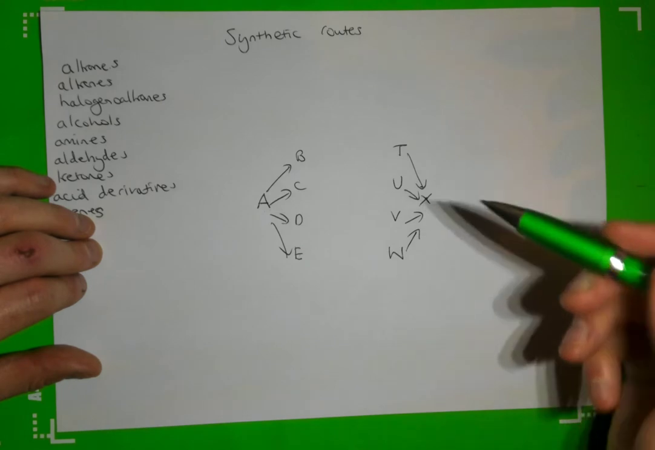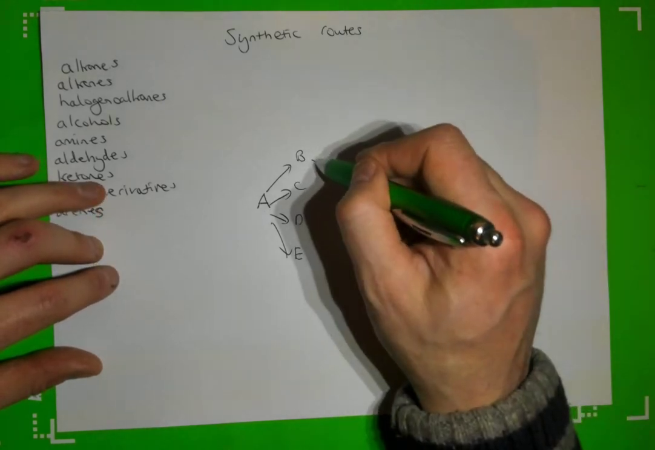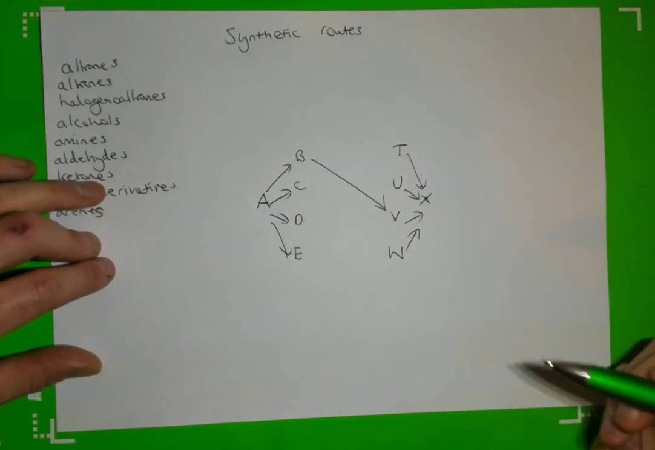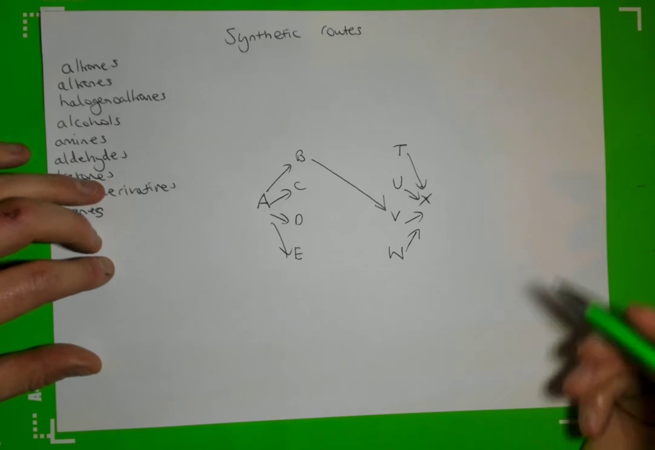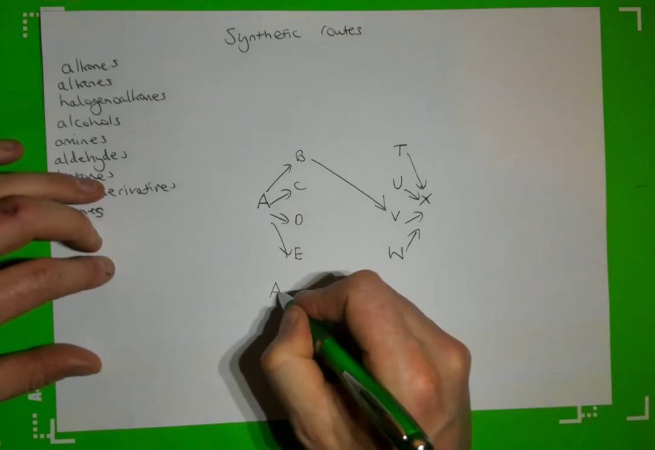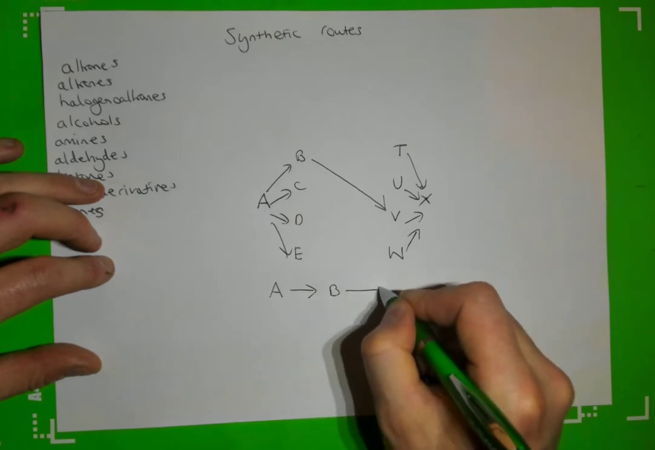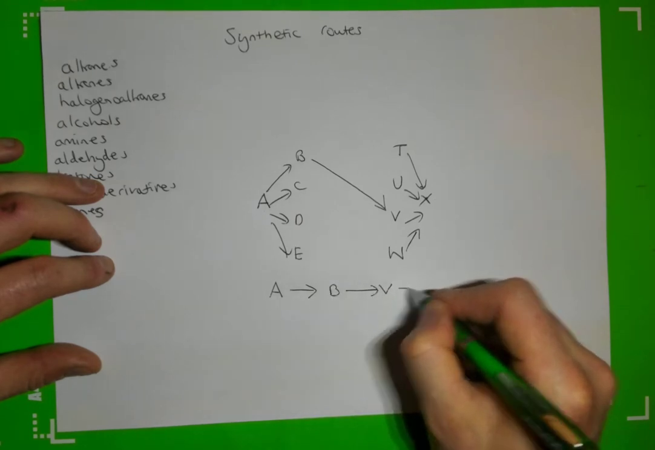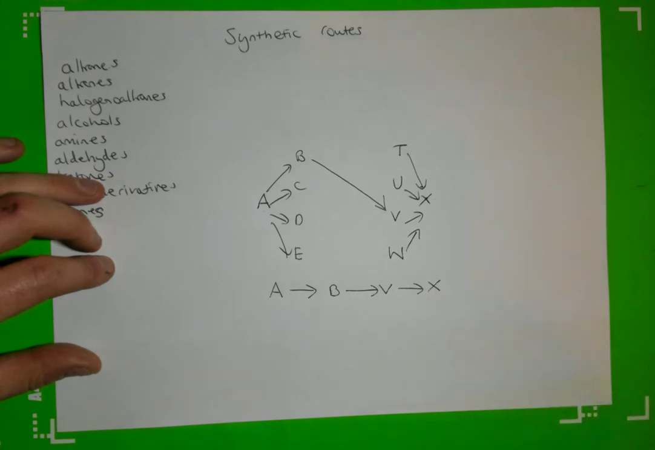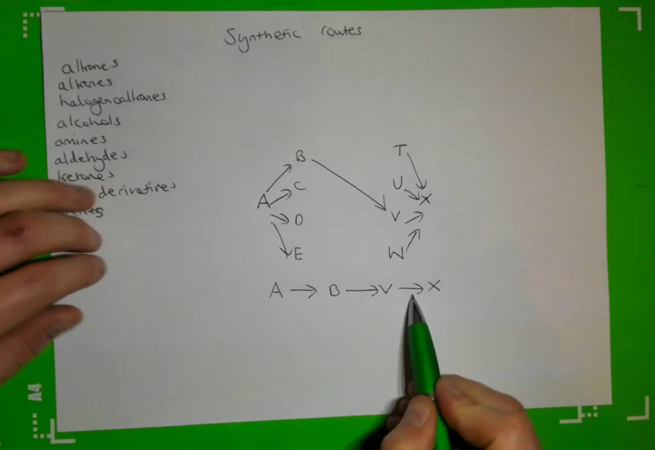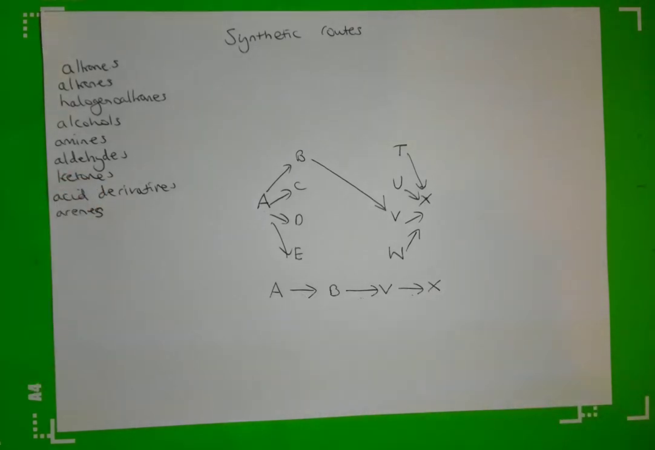For example, if we know we can make B into V, like this, then our reaction scheme would be start with A, make B, and then make V, which would make X, our target molecule, via these 3 steps. And then we'd answer the question like that. Now it's important to keep the number of steps as small as possible to maximise the yield of the target.